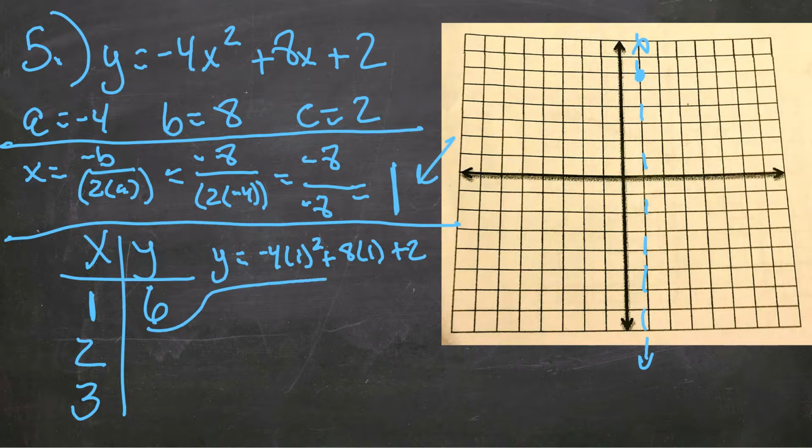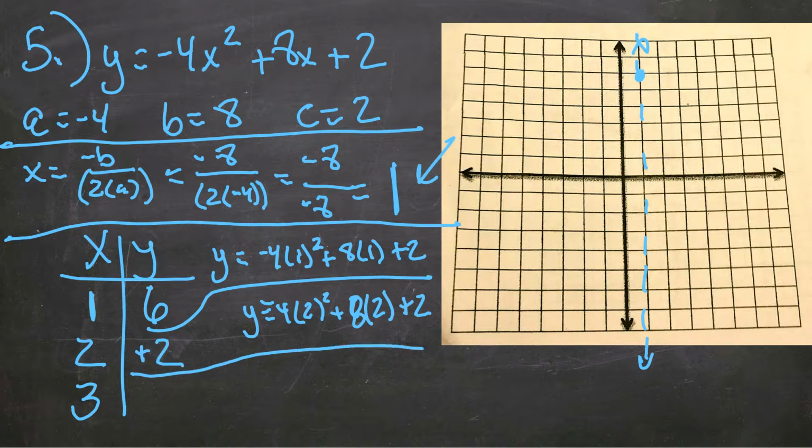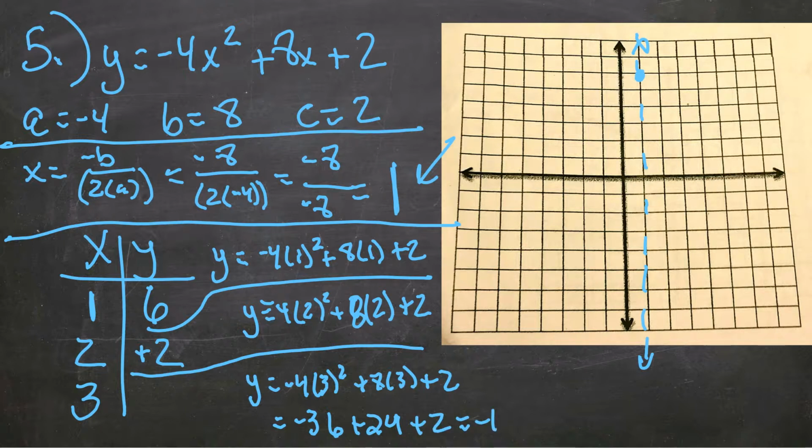Now I plug in 2. Y equals negative 4 times 2 squared, plus 8 times 2, plus 2. 2 squared is 4, 4 times negative 4 is negative 16, negative 16 plus 16 is 0, so I get plus 2. Now I have to plug in 3. I get y equals negative 4 times 3 squared, plus 8 times 3, plus 2. 3 squared is 9. 9 times negative 4 is negative 36, plus 24, plus 2. I end up with negative 10.